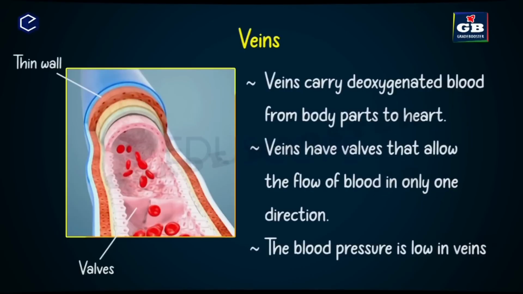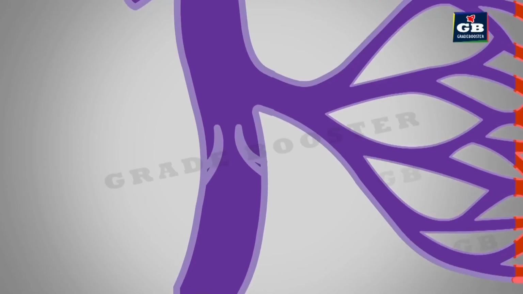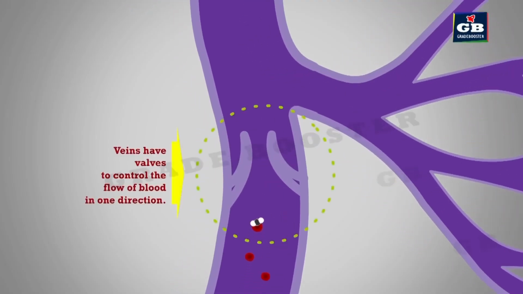Veins collect the deoxygenated blood from the body parts and carry it to the heart. Veins do not have thick walls since the pressure of blood is low in veins. But veins have valves in them. Due to these valves, the flow of blood takes place only in one direction.